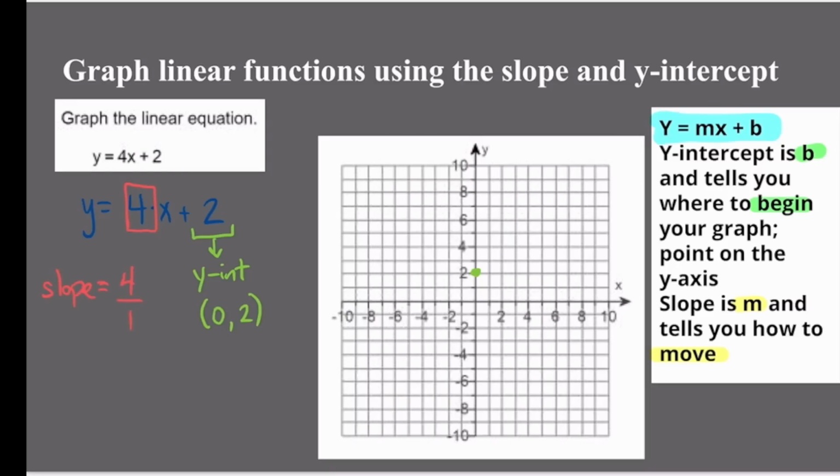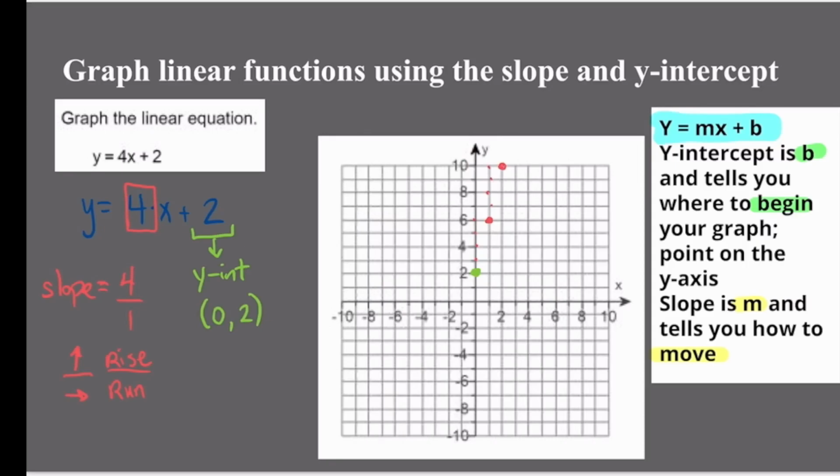And slope typically tells you how to move up and then over to the right. So some people describe it as the rise over the run if you go right. So from this green point at the y-intercept, we're going to go up 1, 2, 3, 4 points. We're going to go over 1, and that is our next point. You can continue doing that, but you really only need 2 points to graph. 1, 2, 3, 4 up, 1 over.